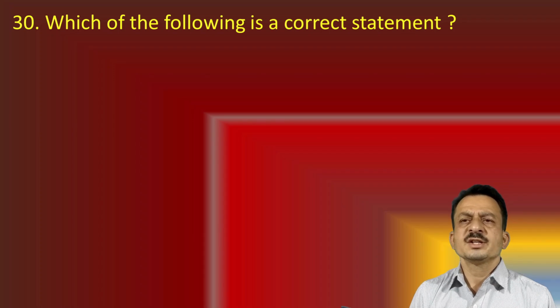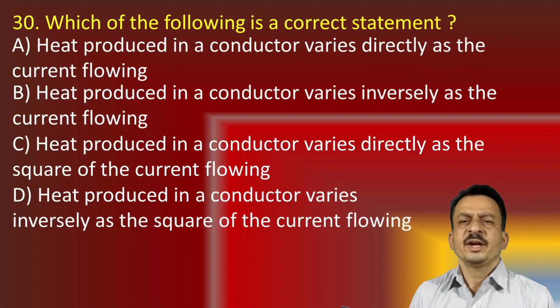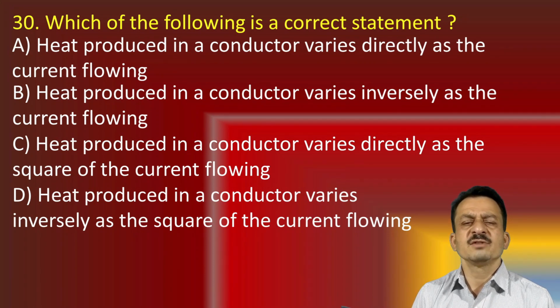Next problem. Which of the following is a correct statement? Now look at the options here. A. Heat produced in a conductor varies directly as the current flowing. B. Heat produced in a conductor varies inversely as the current flowing. C. Heat produced in a conductor varies directly as the square of the current flowing. And D. Heat produced in a conductor varies inversely as the square of the current flowing.